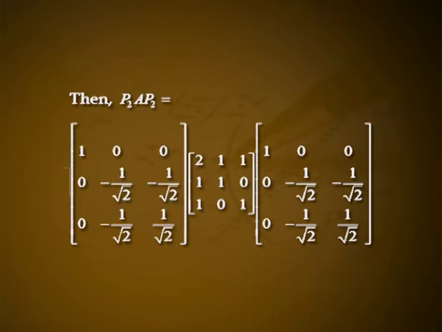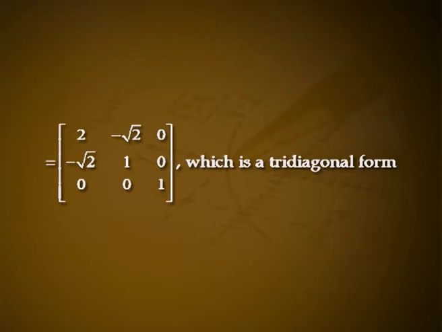Then P2 A P2 equal to the matrix with rows 1, 0, 0, 0, minus 1 by root 2, minus 1 by root 2, 0, minus 1 by root 2, 1 by root 2 into the matrix with rows 2, 1, 1, 1, 1, 0, 1, 0, 1 into the matrix with rows 1, 0, 0, 0, minus 1 by root 2, minus 1 by root 2, 0, minus 1 by root 2, 1 by root 2. That is equal to the matrix with rows 2, minus root 2, 0, minus root 2, 1, 0, 0, 0, 1, which is a tridiagonal form.